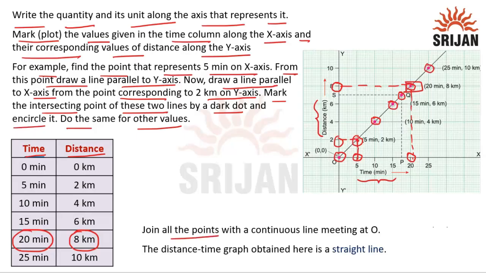And finally join all the points with a continuous line meeting at O. So this is the continuous line, and this meets at O, that is the origin. The distance time graph obtained here is a straight line that is passing through the origin. I hope this topic is clear to you. Thank you.